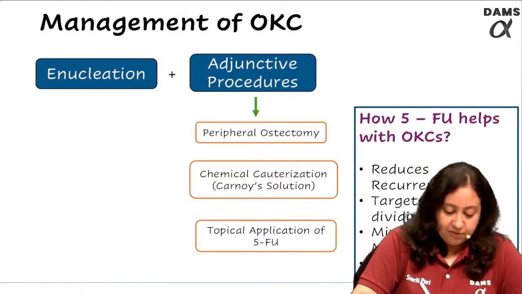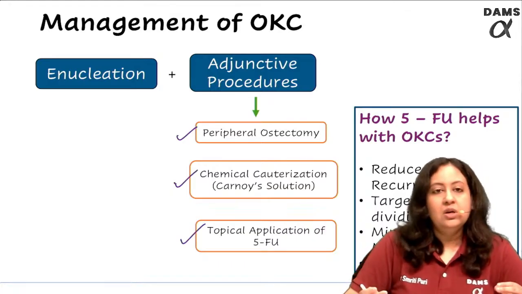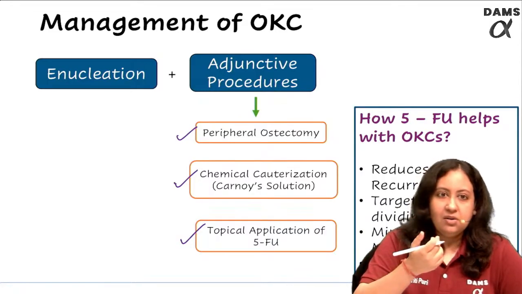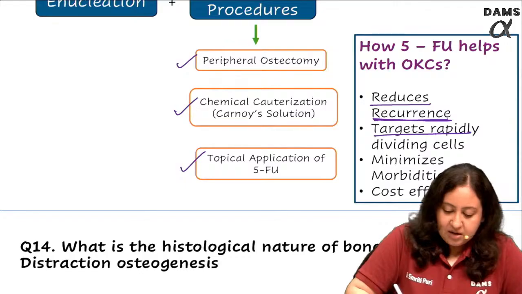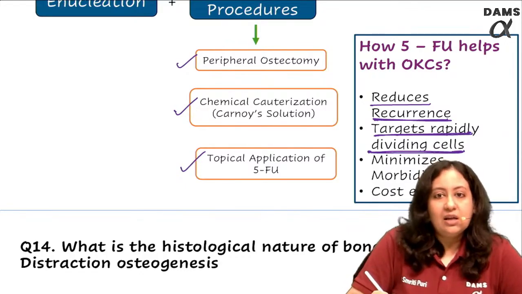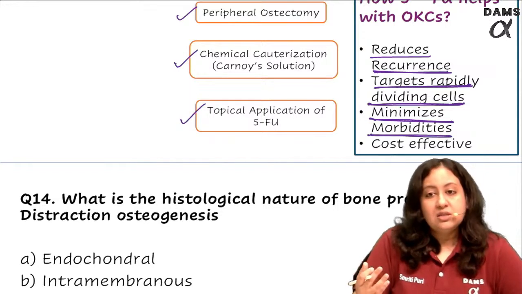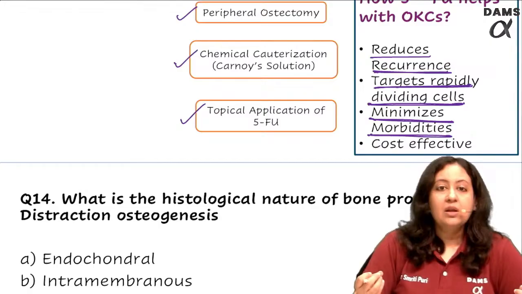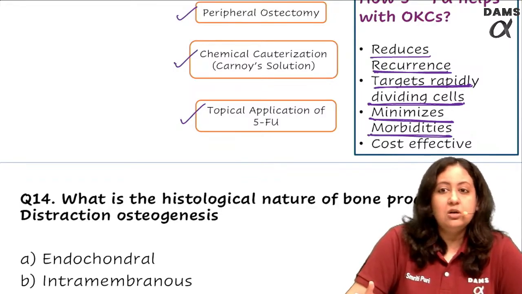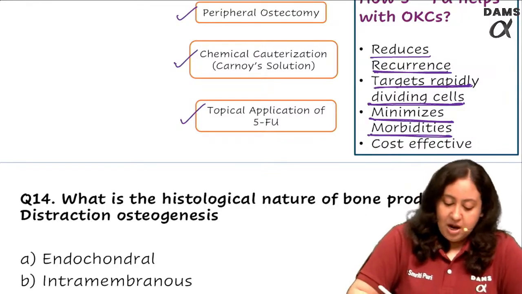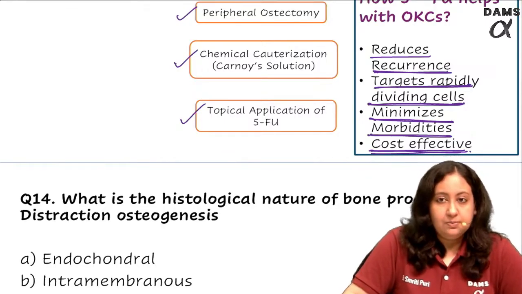Now coming on to the management of OKC. Like I told you, in adjunctive procedures we will have peripheral osteectomy, chemical cauterization, that is Carnoy's solution, and topical application of 5-FU. The same way the Carnoy's solution is applied topically, you apply 5-FU also. It reduces recurrence, it targets rapidly dividing cells, and minimizes morbidities. Some initial studies suggest, though there is no consensus yet, that it is less toxic to the inferior alveolar nerve and soft tissues in comparison to Carnoy's solution, and it is cost effective because this is an anti-metabolite chemotherapeutic agent and it is quite easily available.